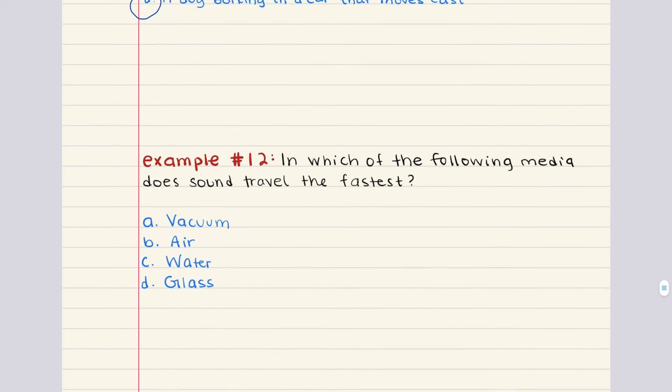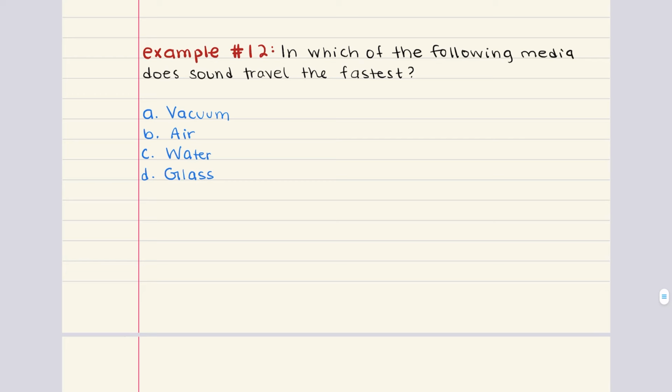Beautiful. Let's tackle problem 12 next. Problem 12 asks, in which of the following media does sound travel the fastest? A says vacuum, B says air, which is a gas, C says water, which is a liquid, and D says glass, which is a solid.